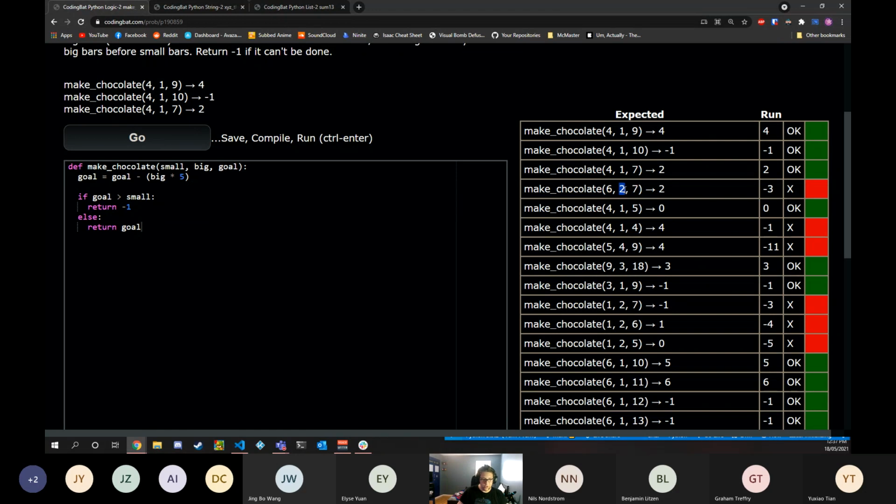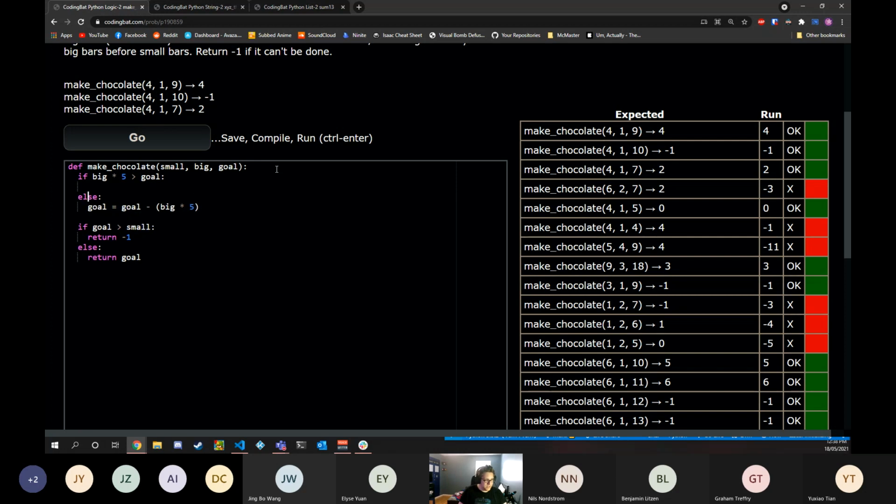6 to 7. If I do 2 times 5, that's 10. 10 is greater than the goal, though, which means that I need to reduce how many big chocolate bars I'm using. I need to find out how many big chocolate bars are actually going to count towards my goal. This is a pretty hard part. So if big times 5 is greater than my goal for any reason, then I need to account for this.